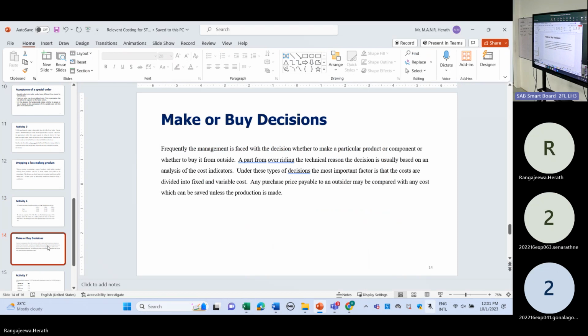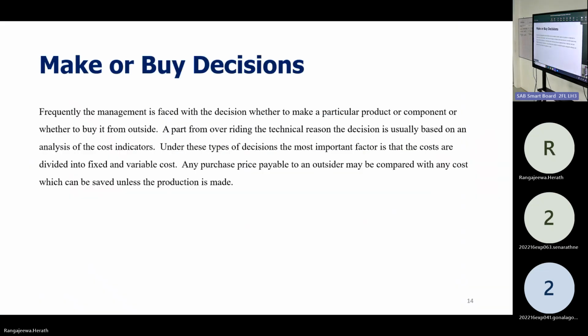Then make or buy decision. Another decision a business should make is make or buy. That means whether you purchase it from outside or you make it on your own.